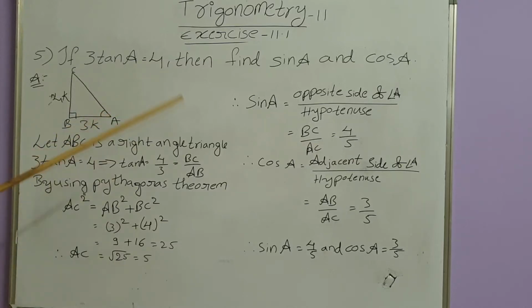Now we find sin A. Sin A is opposite side of angle A by hypotenuse. BC by AC. BC is 4 by hypotenuse is 5. So sin A is 4 by 5. Cos A is adjacent side of angle A, which is AB, by hypotenuse, which is AC. So, AB by AC is 3 by 5. Cos A value is 3 by 5. Therefore, sin A is equal to 4 by 5 and cos A is equal to 3 by 5.